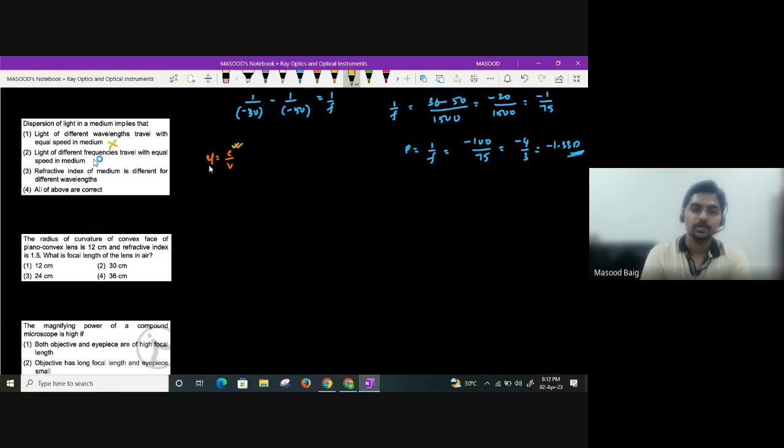Lights of different frequencies will travel with equal speed, it seems. Again, no. They are not going to travel with equal speed. They are going to travel with different speeds only. The refractive index of the medium is different for different wavelengths. Is that correct?